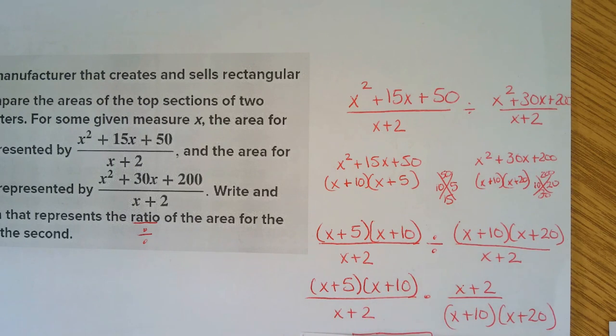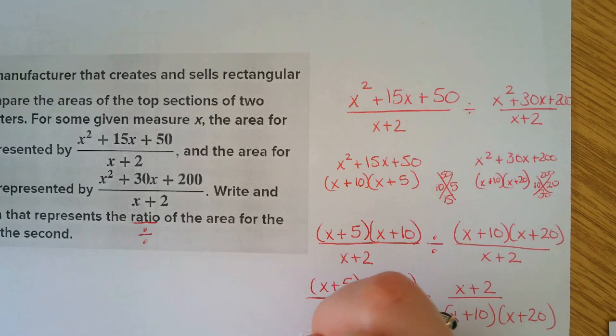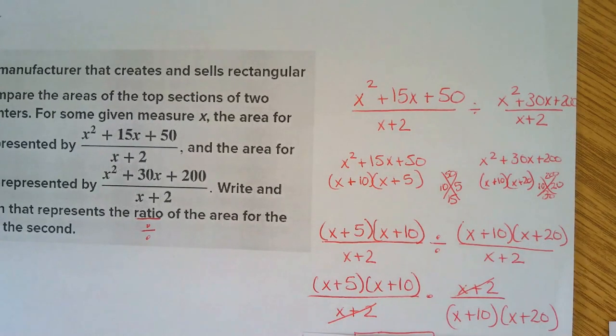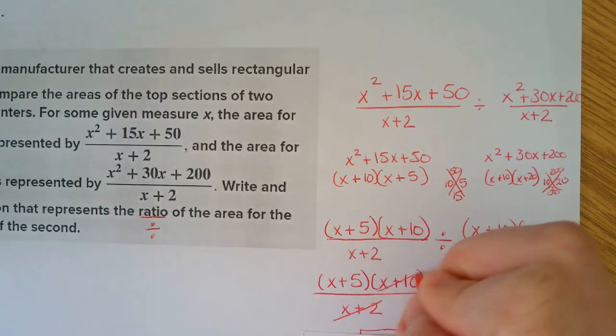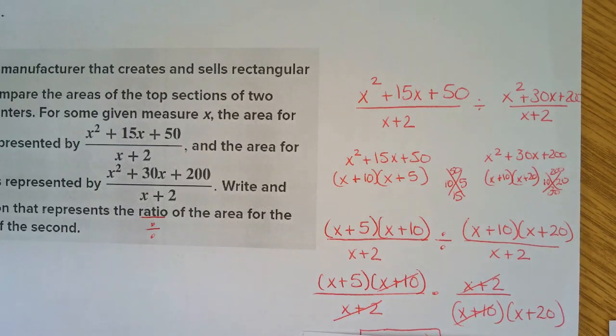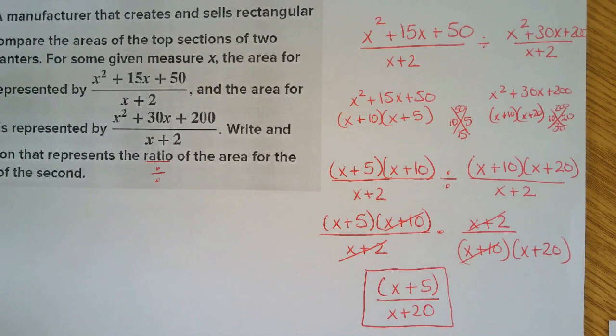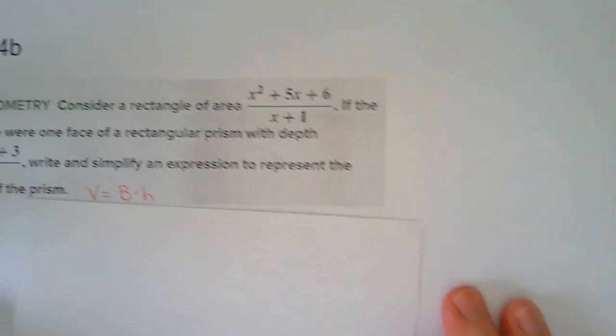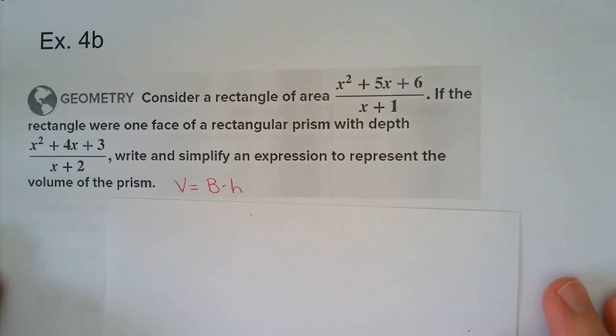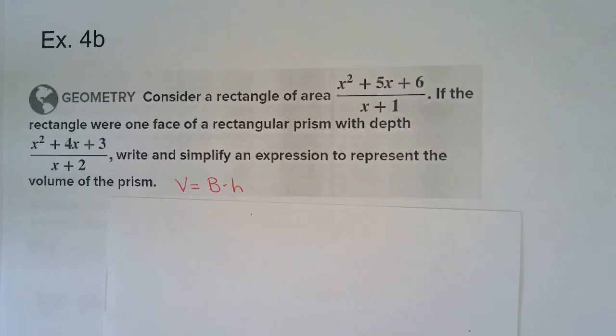So you know how we were removing straight up and down? You can also do that diagonally. So these x plus 2's would remove themselves and the x plus 10's. These problems become very lengthy after a while, so if you can cut out some of the writing in these, that will help you because they do get very lengthy. So then I'm just left with the x plus 5 over x plus 20. All right, pause the video and see if you can do the next one.